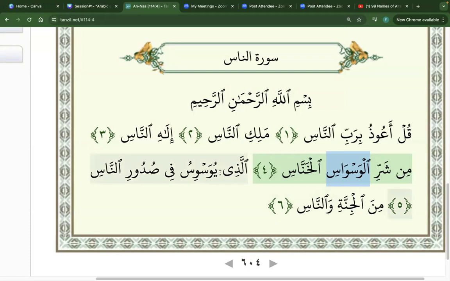Okay, alladhi yuwaswisu fi suduri annasi. What is happening here? Give me the status of the first word. Give me the status of suduri. Very well done. Very good job. Fi suduri. Give me the status of suduri. Good job. And this is jar. How about annasi? Annasi. Raf, nasb, or jar? Jar. Very well done.